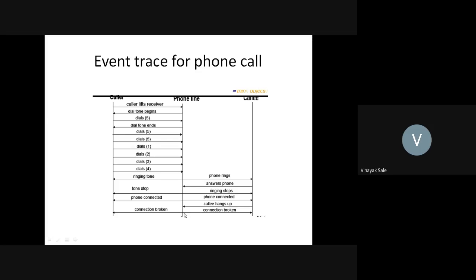And the caller also hangs up the receiver. This is the event trace diagram for a phone call. The question may be asked for 4 marks: draw and explain the event trace diagram for a phone call. So you should have to draw this diagram.